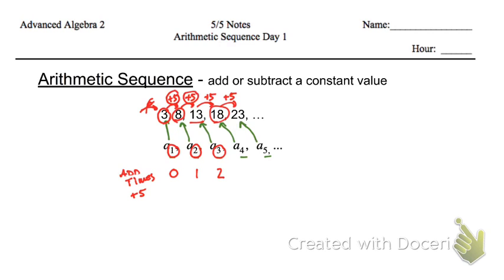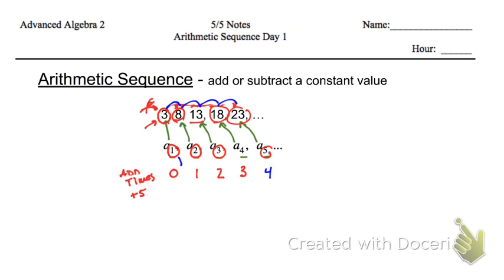18 is the fourth number. How many times did you add 5? There they are right there. 3 times. You didn't add 1 from 13. You've got to think about starting at 3. From 3, how many times do you add 5? 3 times. 23 is the fifth number. Starting at 3, how many times do you add 5? Let's count them here. 1, 2, 3, 4. You add 4 times.